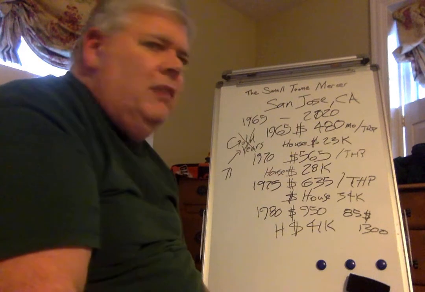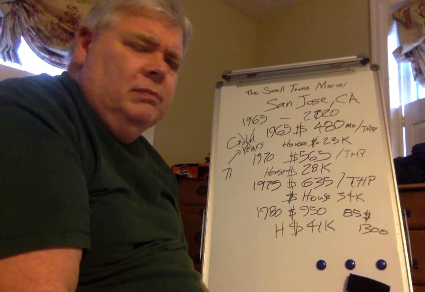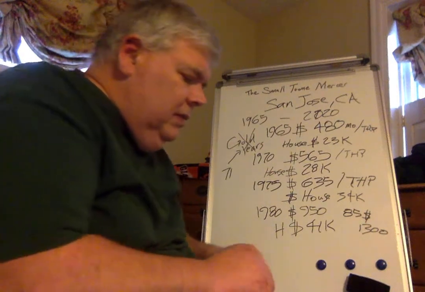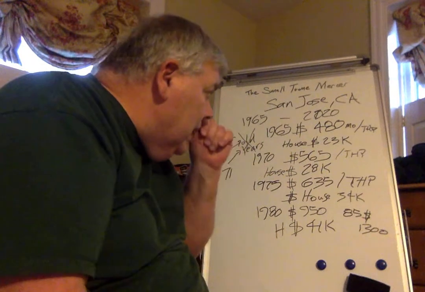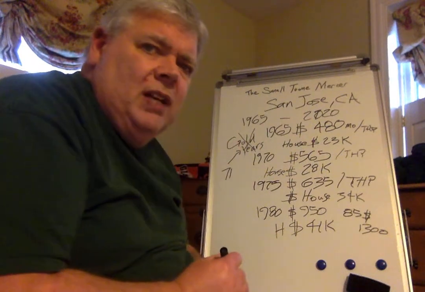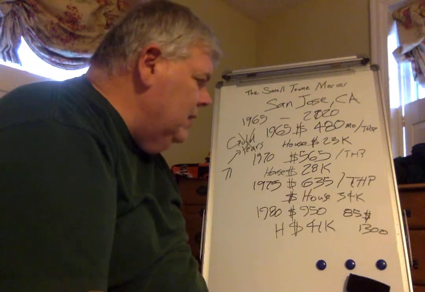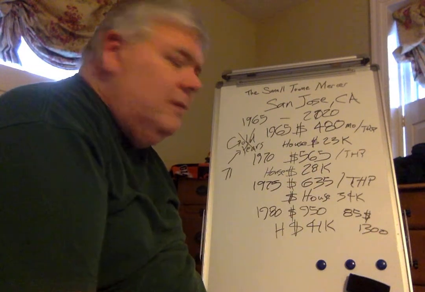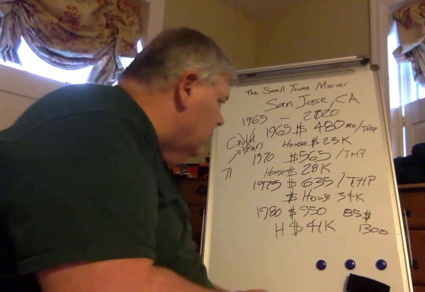I think in 1985 most houses were selling for around $50,000. You can look that up. I would love somebody to put that in the comments. But I think it was around $50,000, $55,000 for a house in 1985. It might have been a little more than that. It might have been 60 or 70,000. I don't know. But you're seeing things are starting to go up.